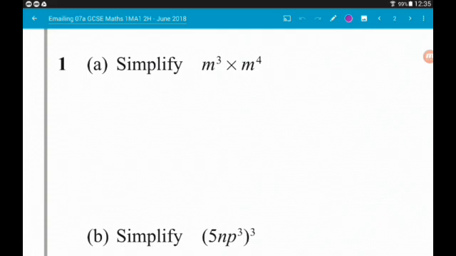So, A wants us to simplify m cubed times m to the power 4. So when you're multiplying the same numbers or letters like this, you add the powers. So this is m to the 7.